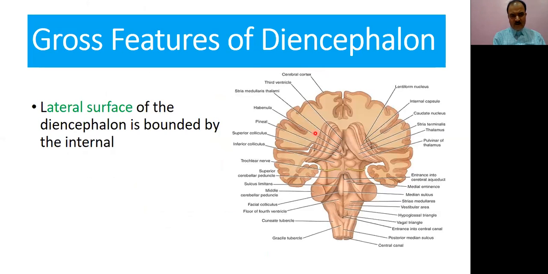The lateral surface of the thalamus, the lateral surface of the diencephalon, is bounded by the internal capsule. This internal capsule is a band of white fibers which connects the cerebral hemisphere with other parts of the central nervous system.